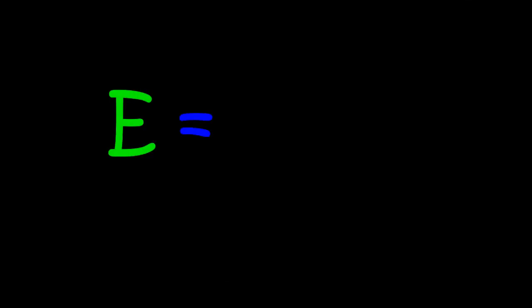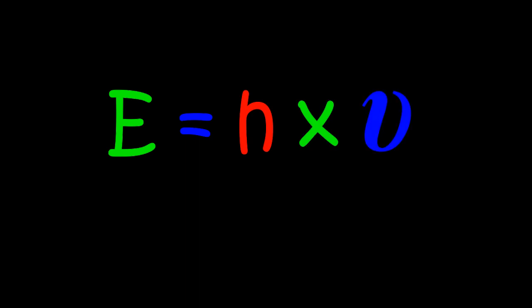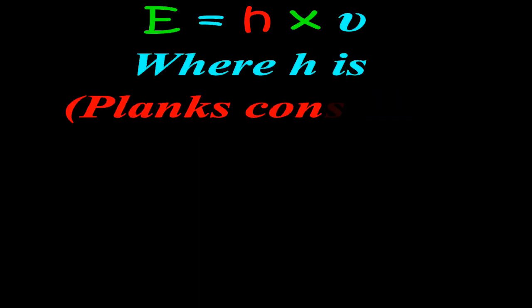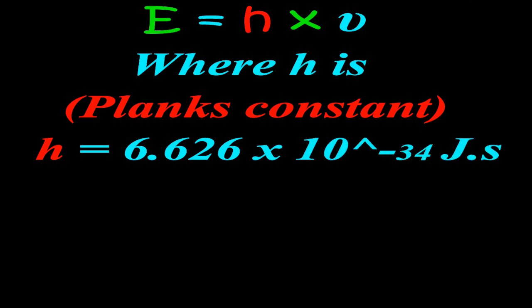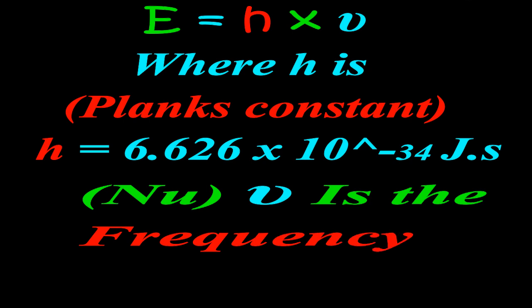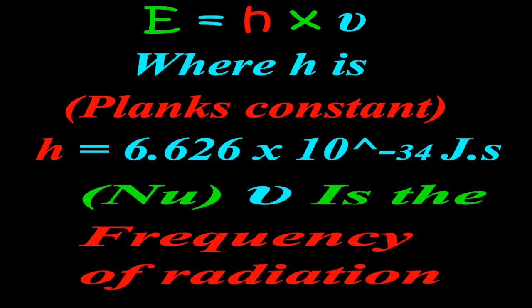So the energy equals h times nu, where h is Planck's constant, 6.626 times 10 to the power minus 34 joules second, and nu is the frequency of the radiation. This is a new symbol. We will use it instead of f for the frequency of the radiation.